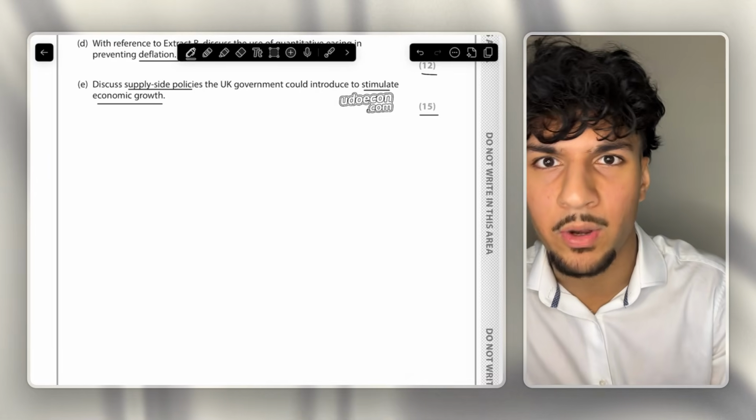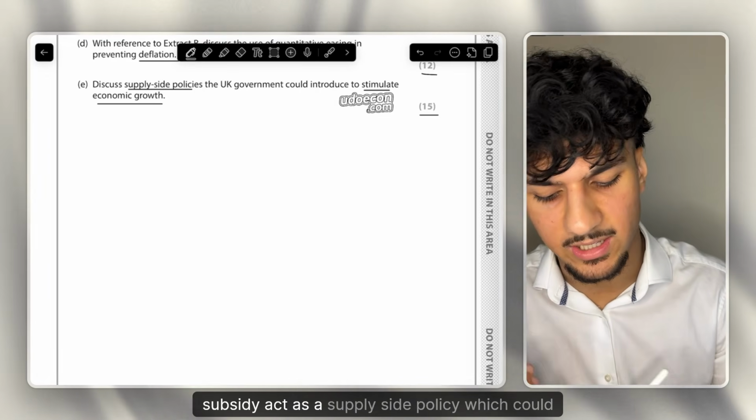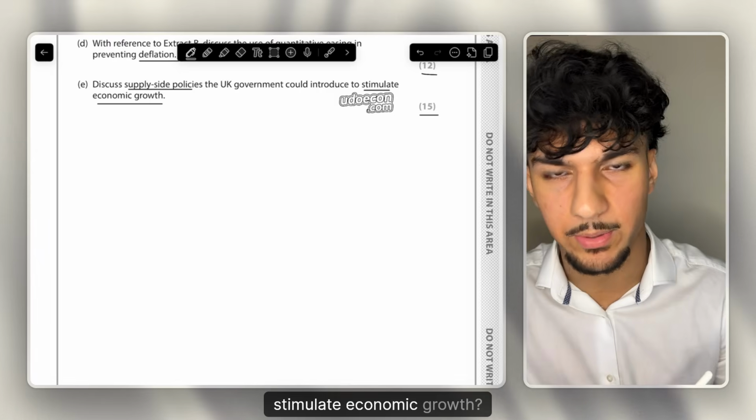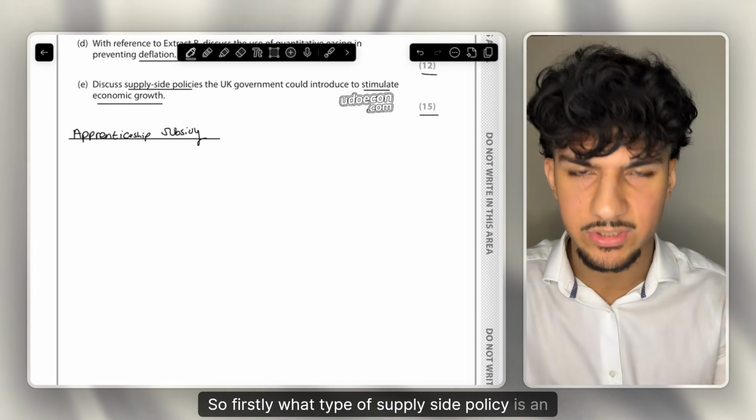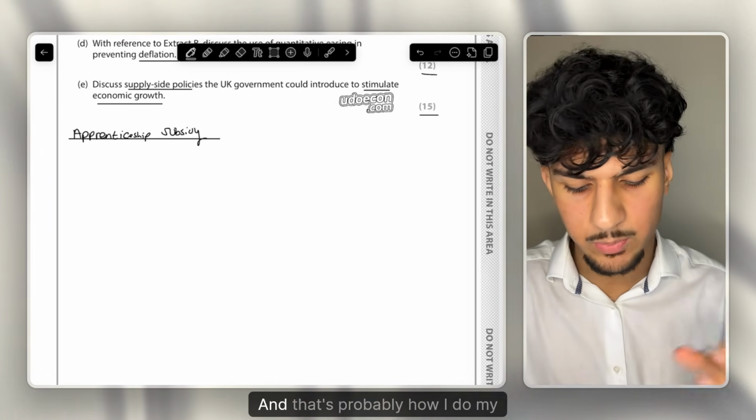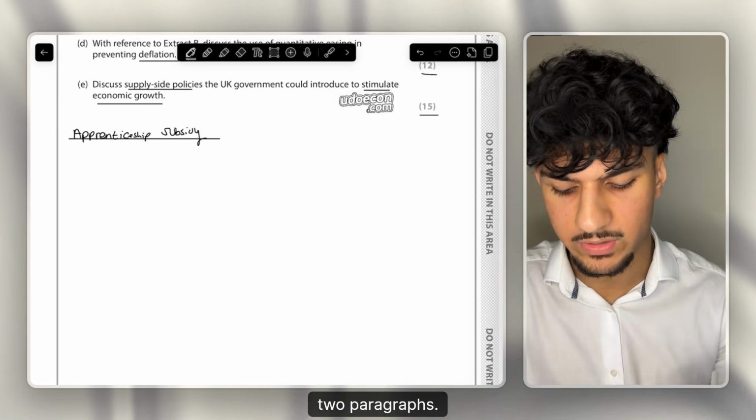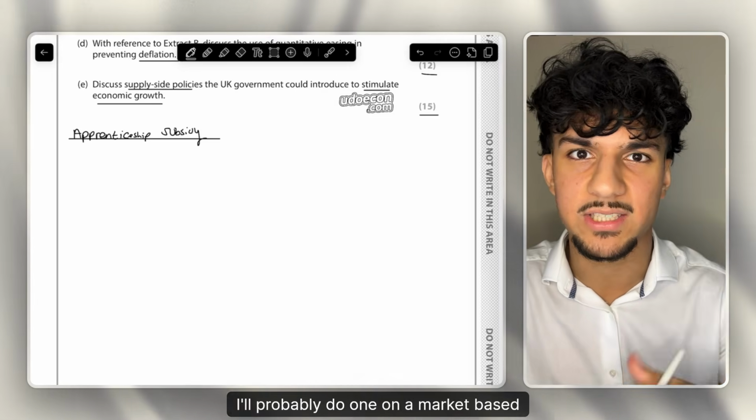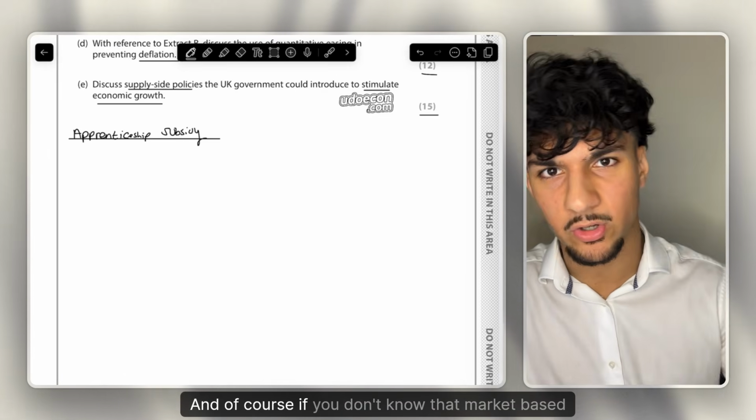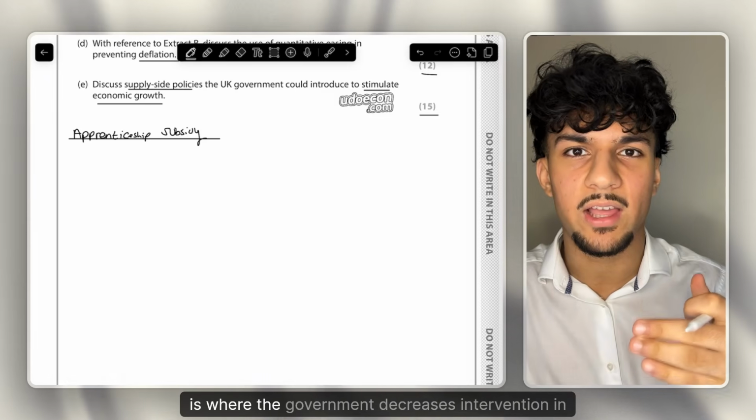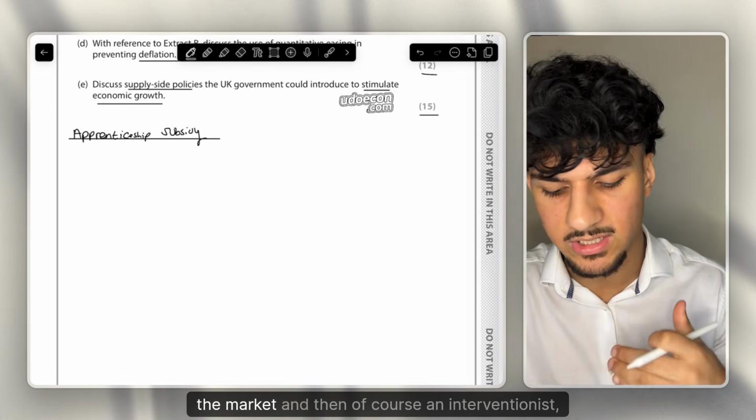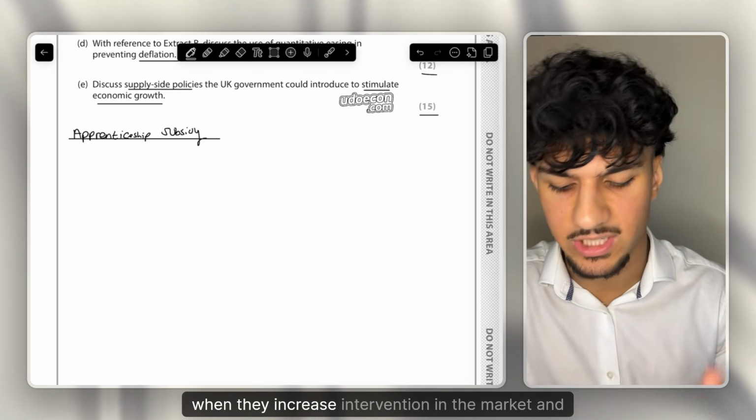So how would the apprenticeship subsidy act as a supply side policy which could stimulate economic growth? So firstly, what type of supply side policy is an apprenticeship subsidy? And that's probably how I would do my 2 paragraphs. I'll probably do one on a market-based and one on an interventionist. And of course, if you don't know that, market-based is where the government decreases intervention in the market, and of course an interventionist is when they increase intervention in the market.